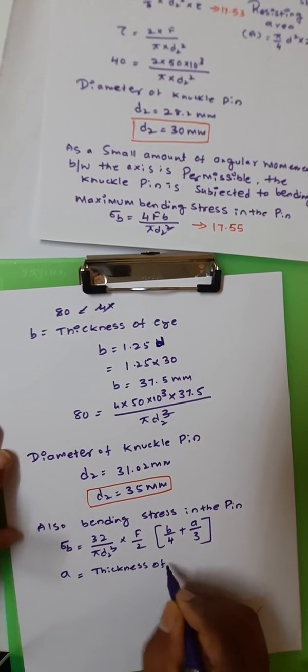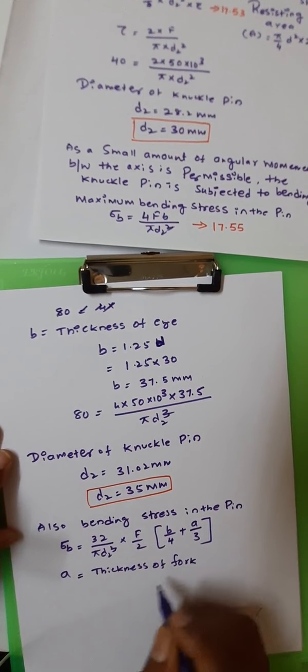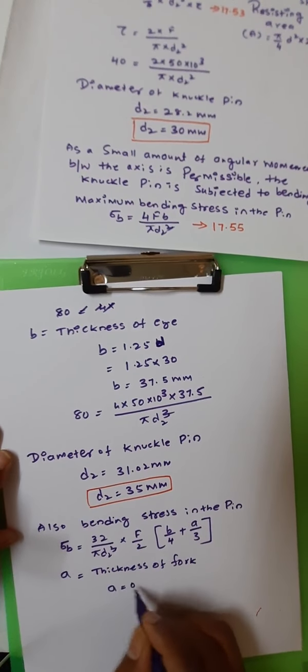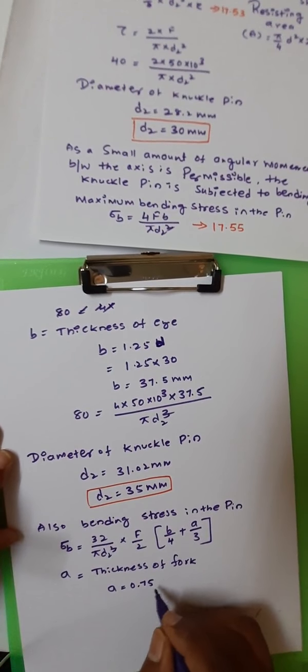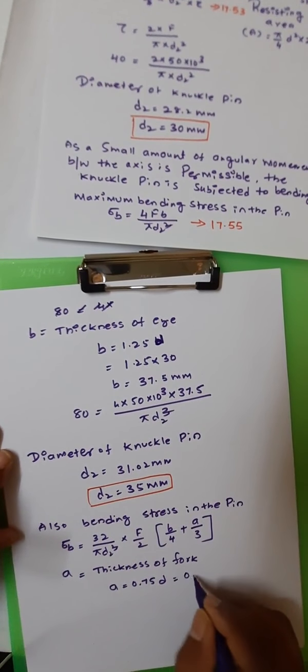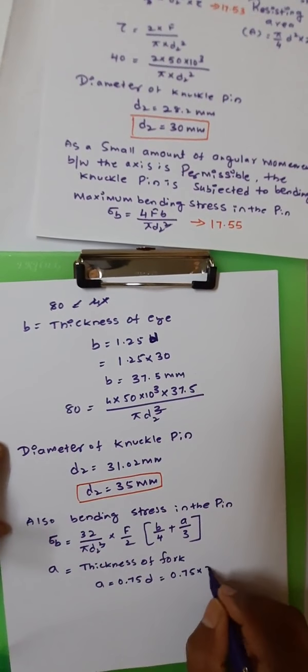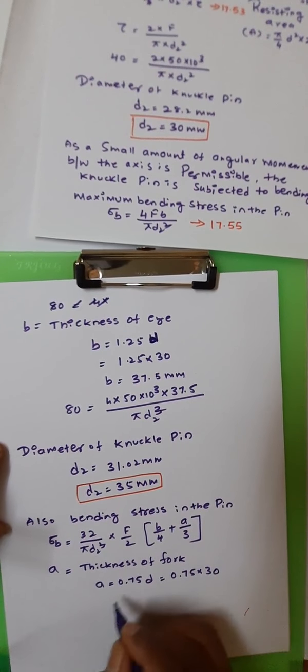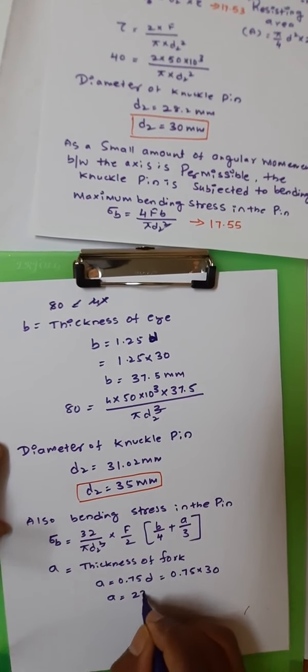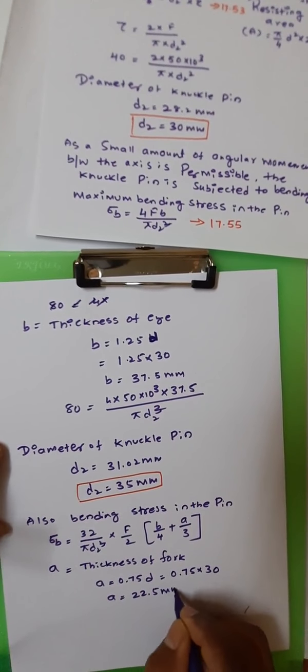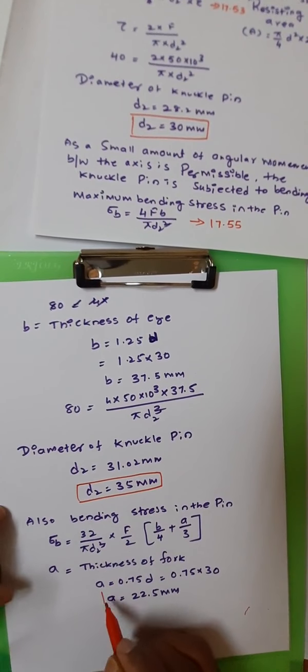Thickness of fork, a is equal to 0.75 d. Substitute the value, 0.75 into d is equal to 30 mm. So we'll get a is equal to 22.5 mm.